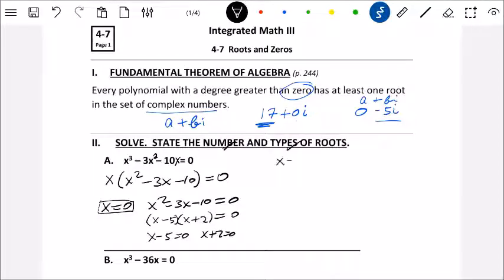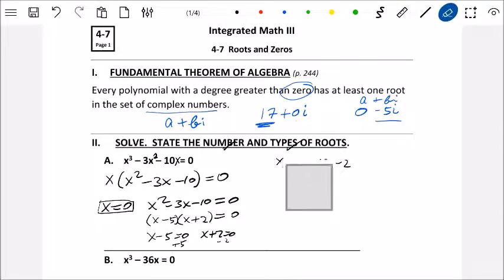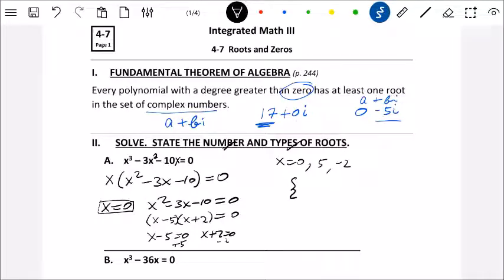And so that means we have x is equal to 0. Here we get a 5 on this side because we'll add, and we'll subtract 2. We have a 0, a 5, and a negative 2. So that is our set. Actually, I like to write them when it's possible as a solution set in order numerically from smallest to largest.